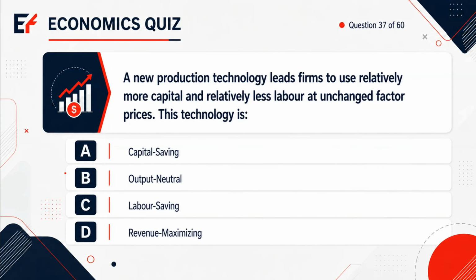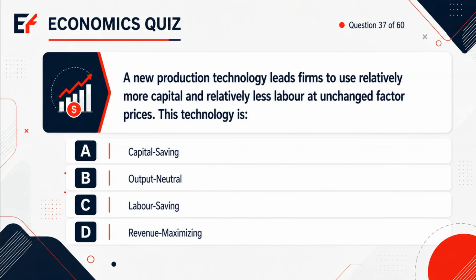Question 37. A new production technology leads firms to use relatively more capital and relatively less labor at unchanged factor prices. This technology is A. Capital saving, B. Output neutral, C. Labor saving, D. Revenue maximizing. The correct answer is C.